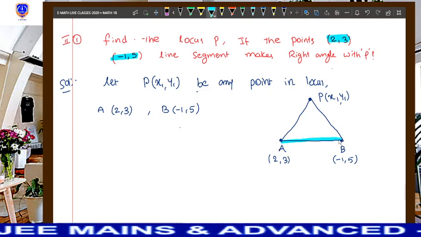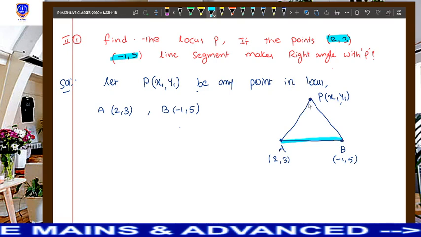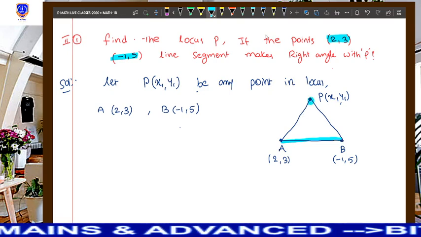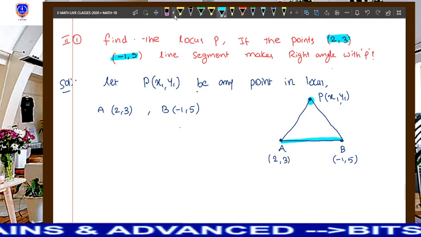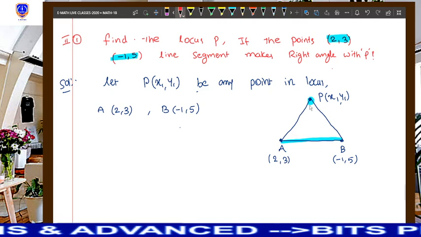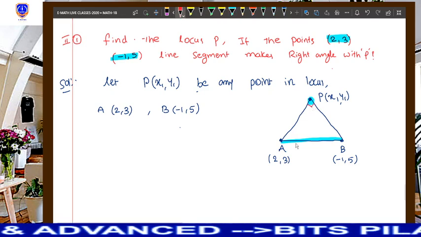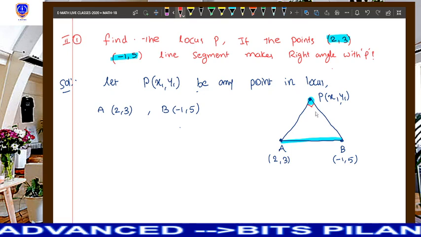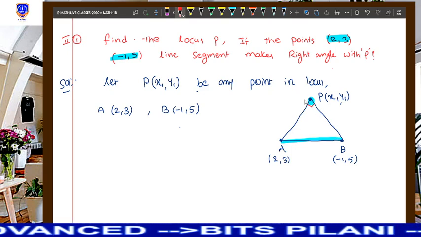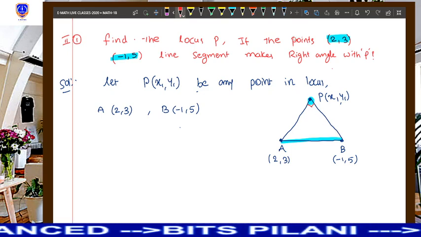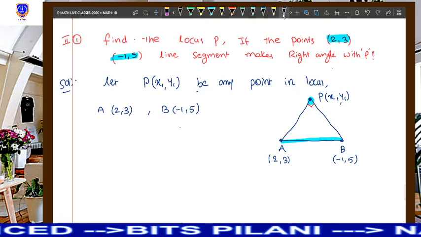And he says this line segment AB makes a right angle at P. Understood? Makes a right angle at P. That means PA is perpendicular to PB. PA is perpendicular to PB.